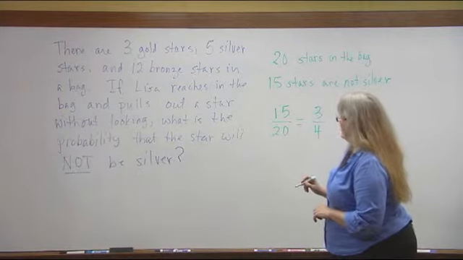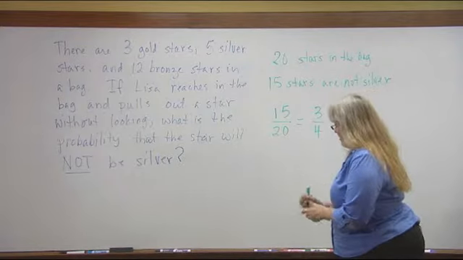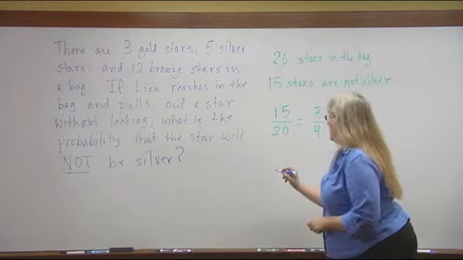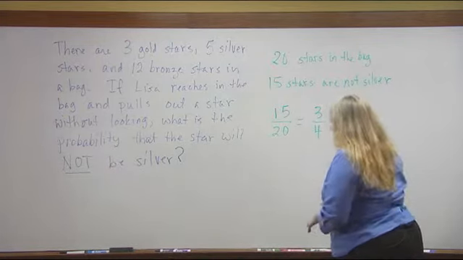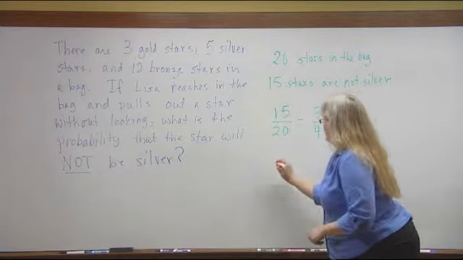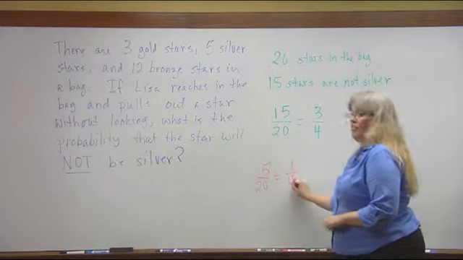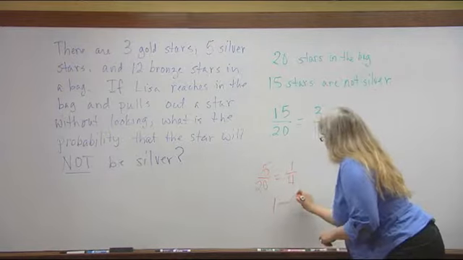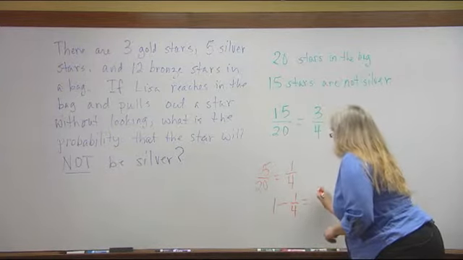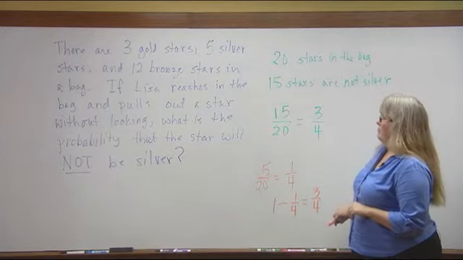So another way to do this is to say, what's the probability that she draws a silver? And so the probability of a silver star coming out of that bag is, I don't want the blue, 5 out of 20, which is 1/4. And if I subtract that from 1, that'll be the probability that she does not pull out a silver star.